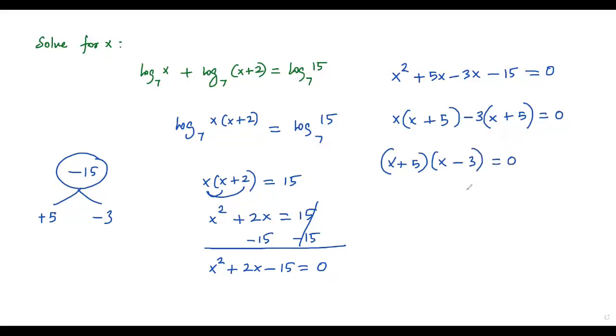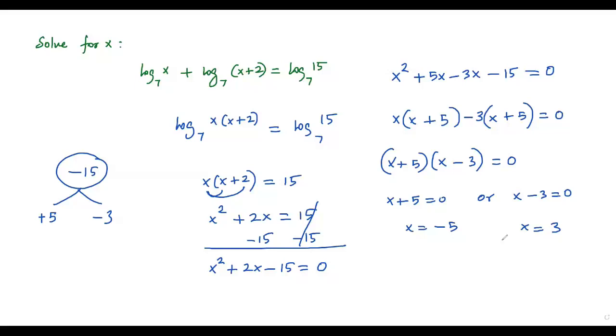equals 0. Okay, here the product of the two quantities x plus 5 and x minus 3 equals 0. So either x plus 5 equals 0 or x minus 3 equals 0. If I solve for x in this equation, I'll be getting x is equal to negative 5, and here I'm getting x is equal to 3.